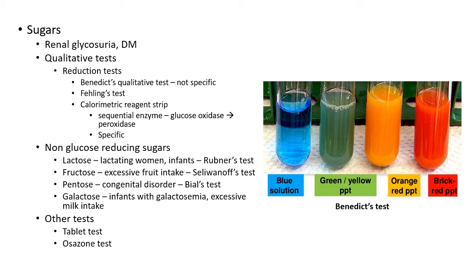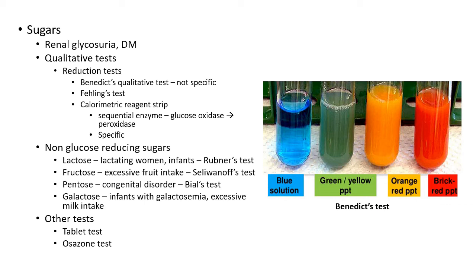Another test is the colorimetric reagent strip test. This test is based on a double sequential enzyme reaction. One enzyme, glucose oxidase, catalyzes the formation of gluconic acid and hydrogen peroxide. A second enzyme, peroxidase, catalyzes the reaction of hydrogen peroxide with potassium iodide chromogen to oxidize the chromogen to colors ranging from green to brown. This test is specific for glucose, and no other substance excreted in the urine is known to give a positive result.